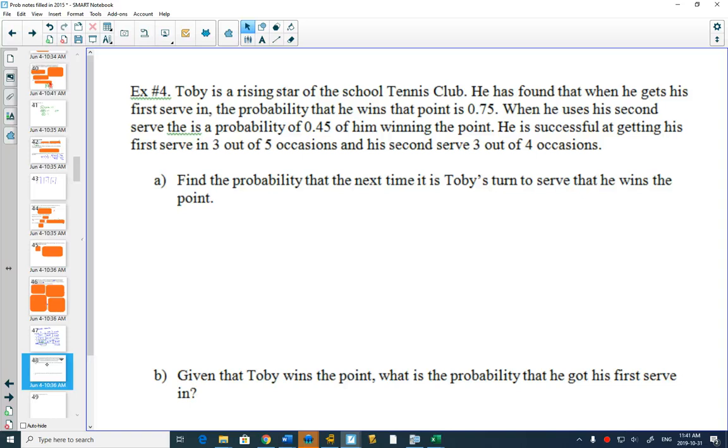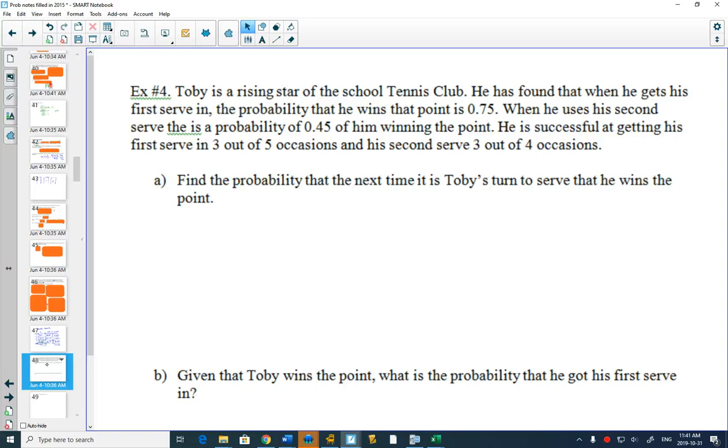Toby the tennis player, if he gets his first serve in, 75% chance he's going to win the point. Second serve, it's like my second serve where I just lob it over, and it's not looking good after that. So it's only a 45% chance of him winning with his second serve. He can get his first serve in 3 out of 5 times, and second serve 3 out of 4 times. Find the probability that the next time it's Toby's turn to serve that he wins the point.